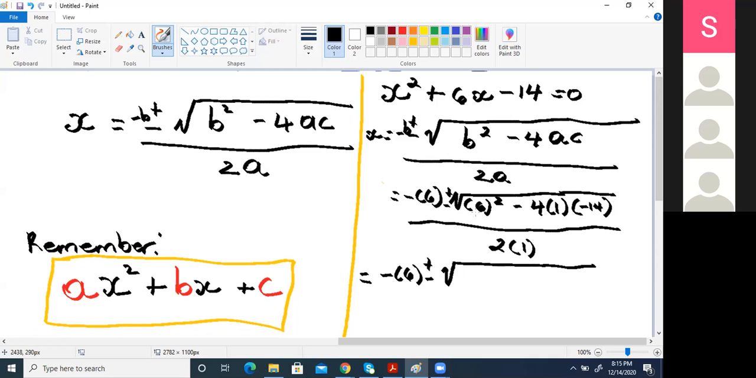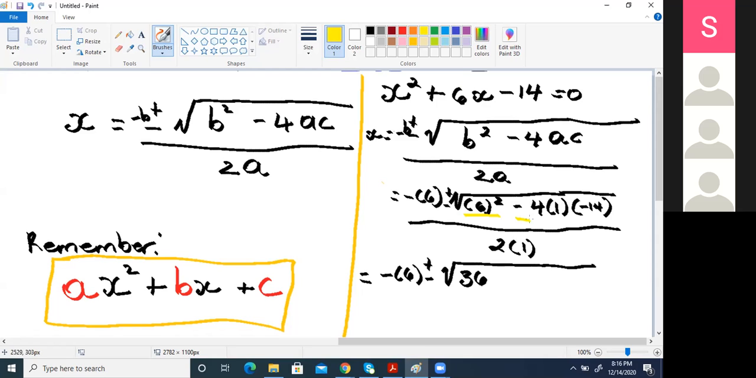So positive 6 squared gives you what? 36. So we're working out this 6 times 6. 6 times 6 is 36. Good. And then we're working on this part now. Remember this negative sign is for the 4. So it's negative 4 times 1. Negative 4 times 1 is negative 4.